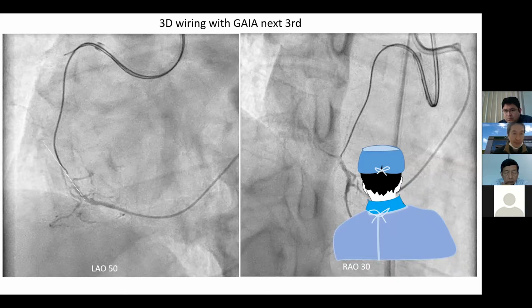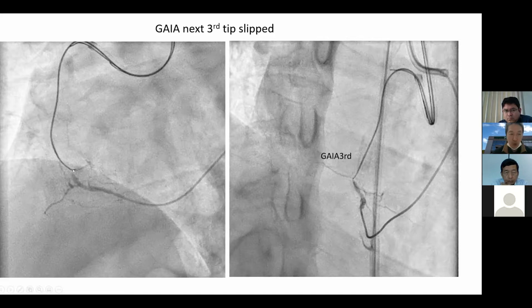Anyway, but still this part is very hard. So the Gaia SAD slipped. It's difficult to pick up the distal true lumen.